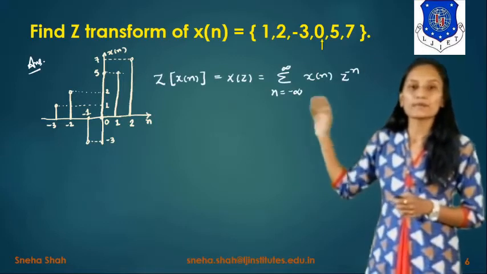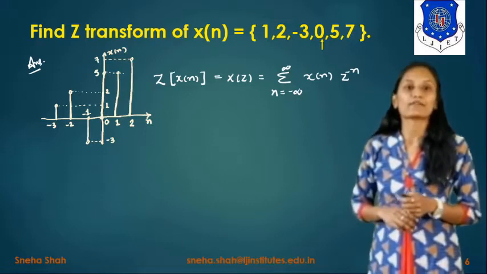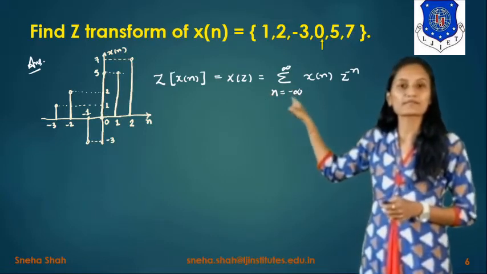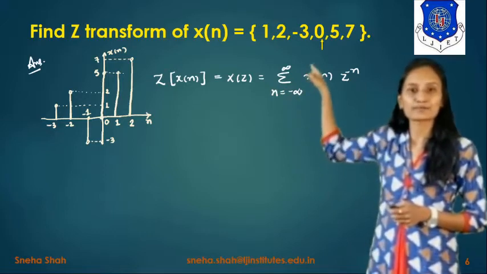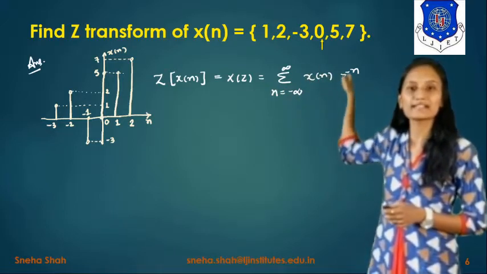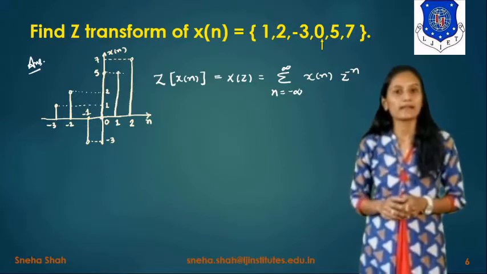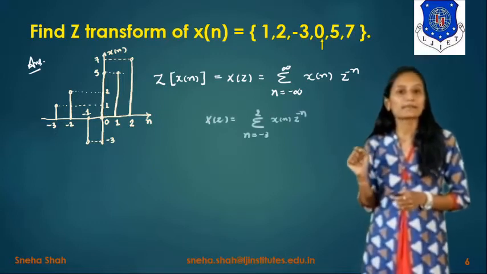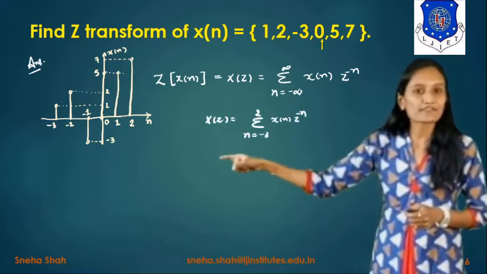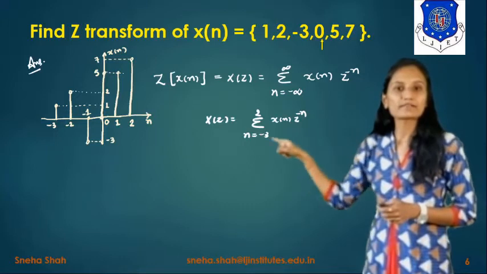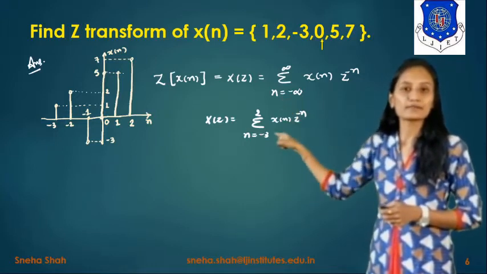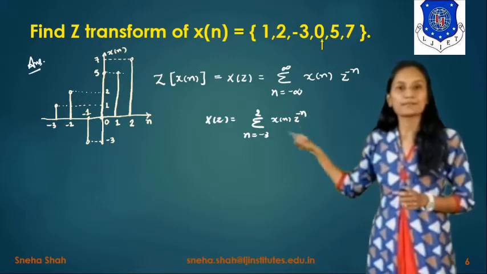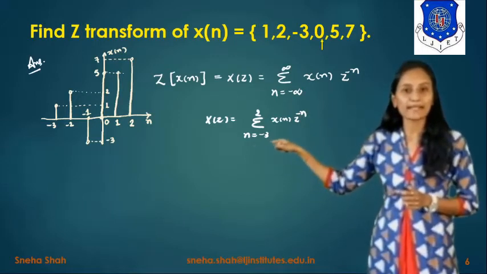Starting with the equation of the bilateral z transform. What is the equation of the bilateral z transform? Z transform of x of n equals X of z, and its value is the summation from n equals minus infinity to infinity of x of n z raised to minus n, right? Now in this, according to this graph, the range will change. So what will be the range? From minus 3 to 2. So X of z equals the summation from n equals minus 3 to 2 of x of n z raised to minus n. Now in this equation, we put the values of n from minus 3 to 2.